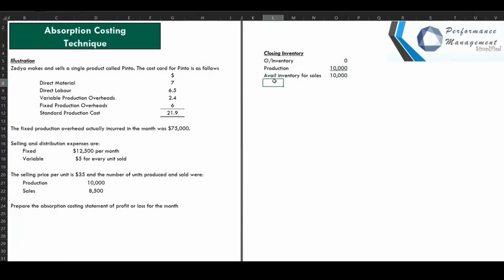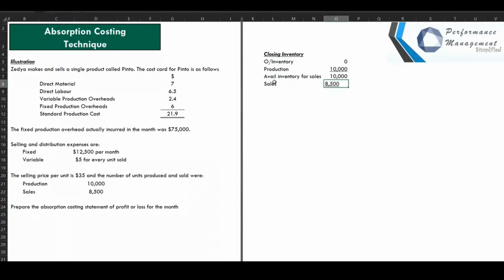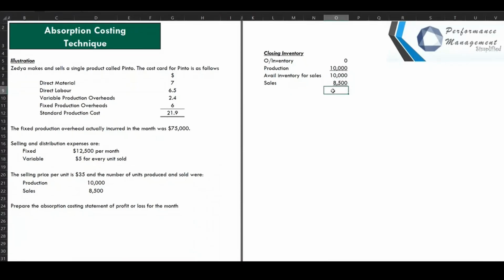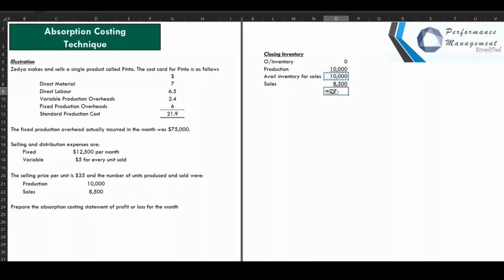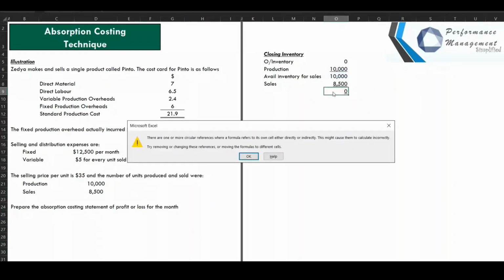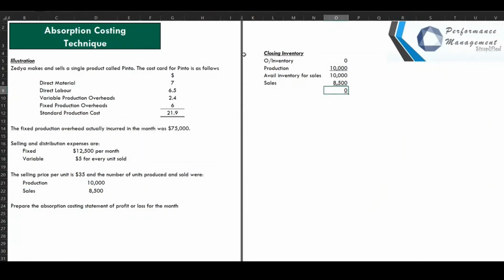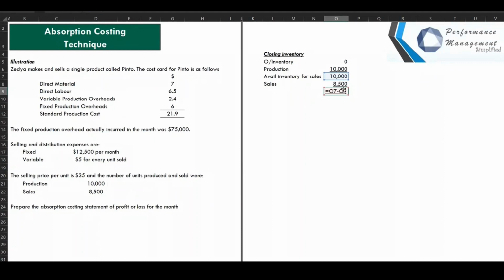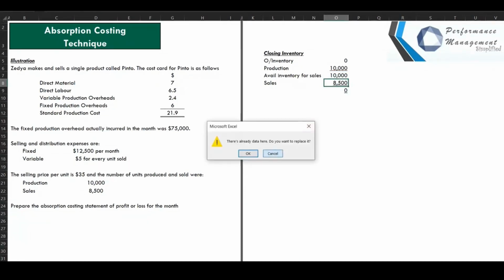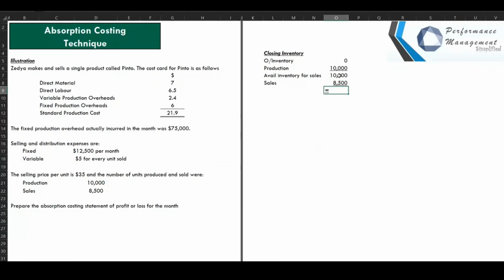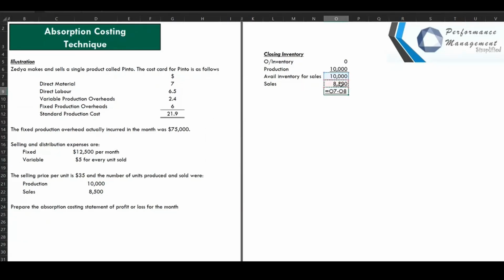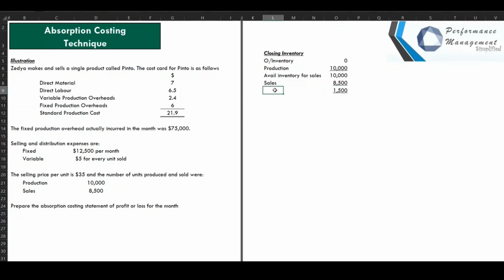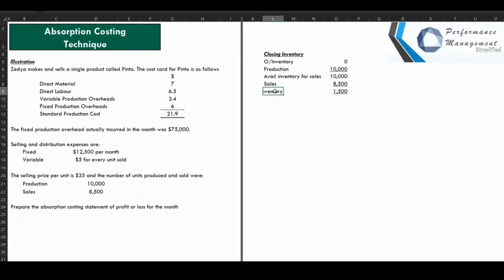So how many units were sold in the period? Our sales for the period happens to be 8,500. So if I compare that with the units available for sales, we have 10,000 less 8,500. So we have 1,500. That is what is left, and what is left happens to be our closing inventory.